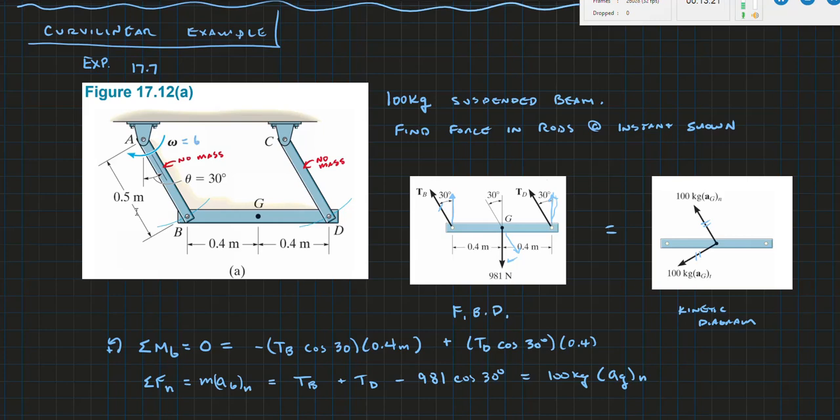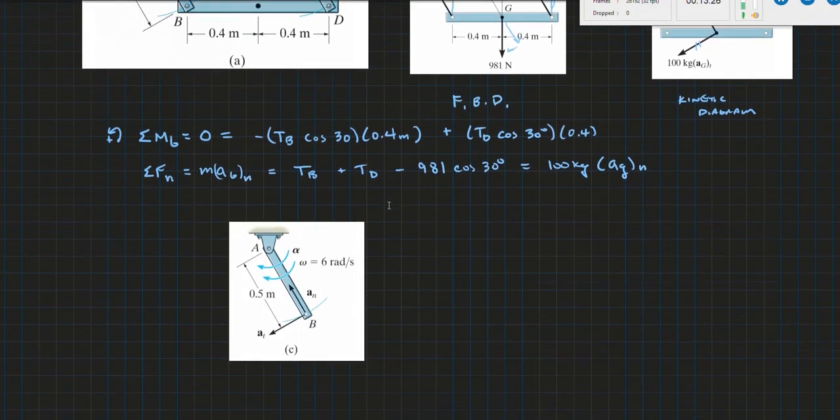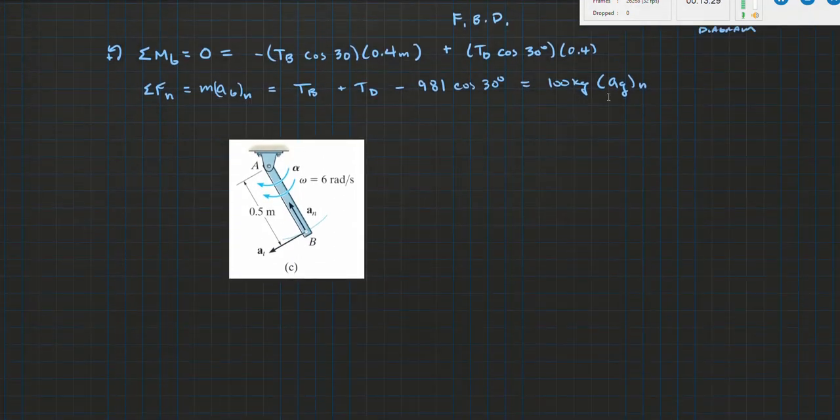Now, I forgot to point out that we do have an omega here of 6 rads per second. And we're going to need that because if we come down here to our equation here, we're looking for our acceleration in the normal direction. And if we look at one of these bars, say for example AB, we know that the acceleration in the normal direction points towards the point A, and so this acceleration is omega squared r, or 6 squared times 0.5, which results in 18 meters per second squared.